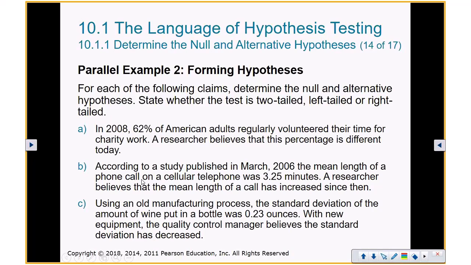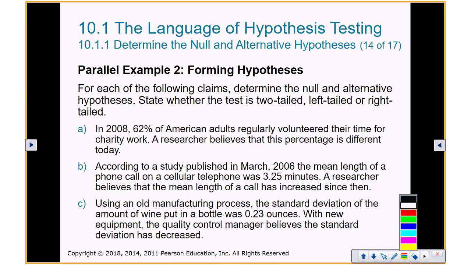All right, what does B say? According to a student, blah, blah, blah. The mean, I like the word mean, of a phone call is 3.25. So in this case, it's not P, it's what? Mean. So mu equals 3.25. Or if you want to use X bar, it doesn't matter to me. But if they're talking about population, you would use mu. So in this case, I'll just write both of them.